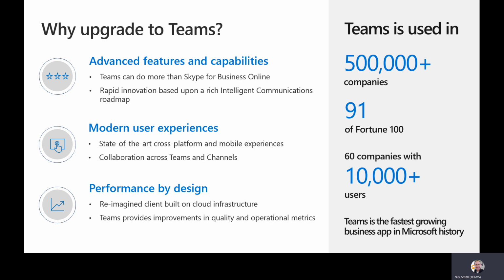Across all of these, we've made vast improvements, and our customers are seeing those. And that is also something that is having people come to us and say, "Hey, how quickly can I get to Teams? What is the process? How do I get there?" Teams has also been the fastest growing business app in Microsoft history. It's already used at over 500,000 companies, 91 of the Fortune 100, and many of them have already gone large on it. Over the course of the next 2 years, we're going to be working with many of those customers to help them complete their Skype for Business to Teams upgrade. And we'll continue to iterate in Teams to make that experience better.